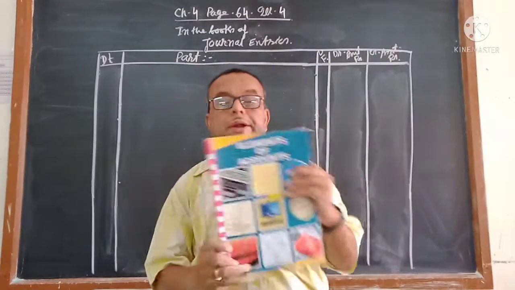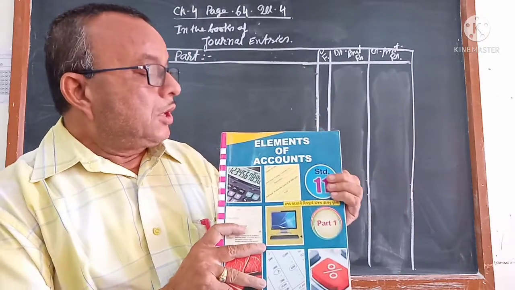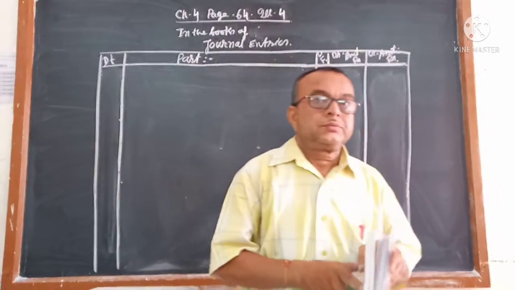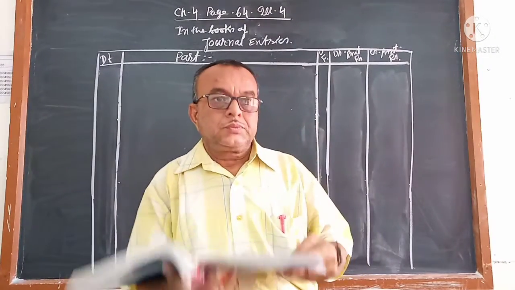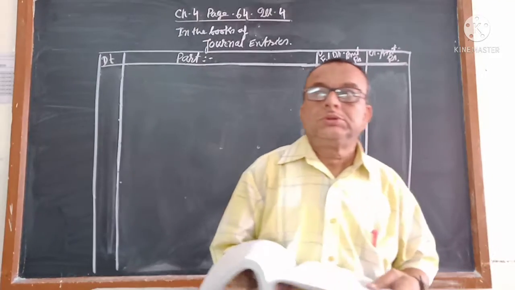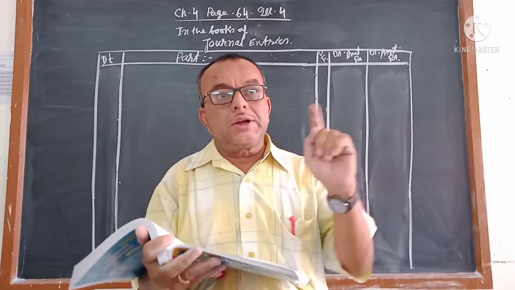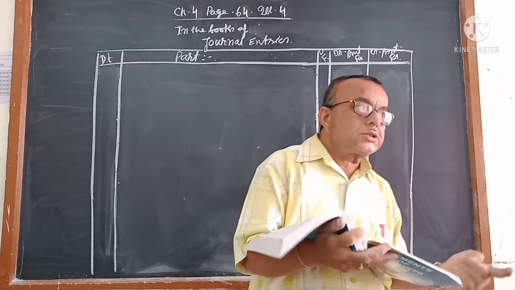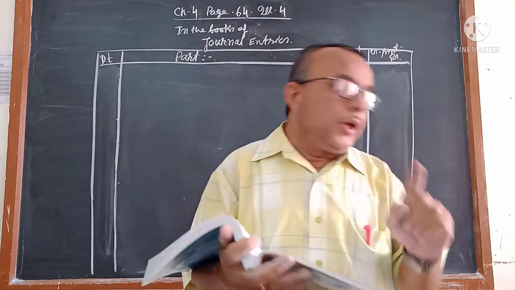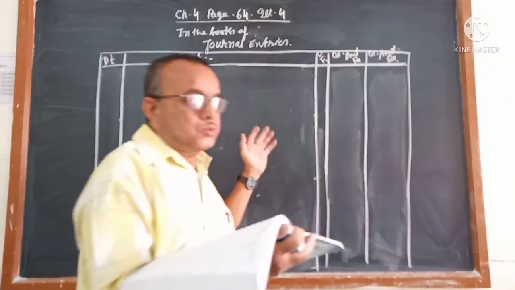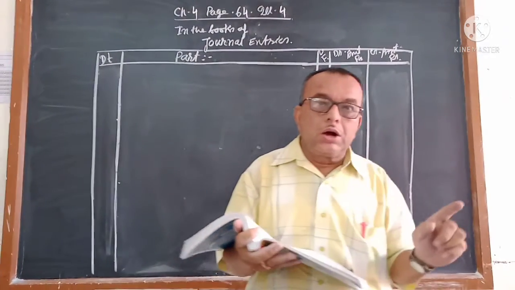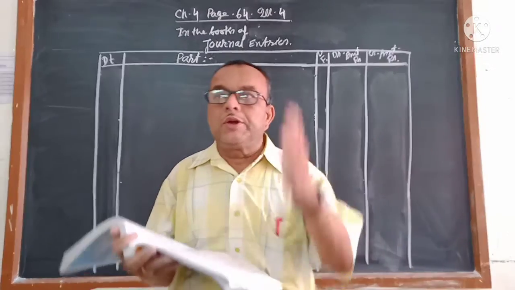Let us start our next video on the basis of elements of accounts, standard 11 part 1, fourth chapter, journal entries, the most important chapter. Once if you are not understanding the journal entries, then the next chapter you will feel difficult. If you are making a mistake in the first book, which is called the basic book, the wrong will carry forward for all the remaining books.